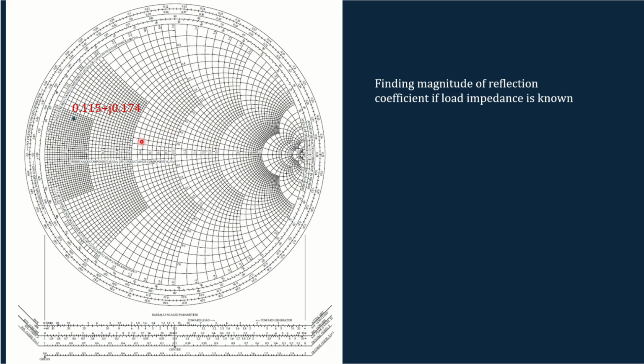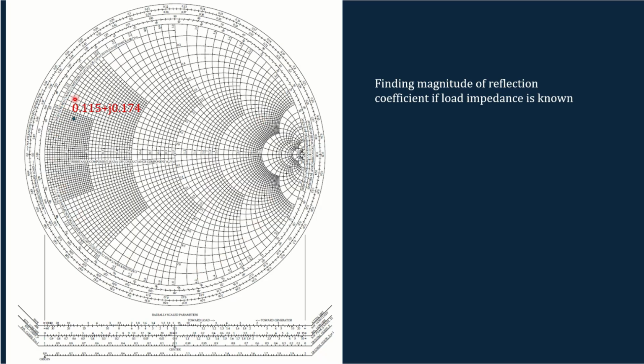So if we have a point, it means if you know the load impedance, how can you find the reflection coefficient using the Smith chart. So here I have a load impedance, which is the normalized impedance given by 0.115 plus j0.174. If I want to find the reflection coefficient magnitude, what I can do, because we know that if we draw a circle with this center here and the point here, it will be on a constant reflection coefficient circle.